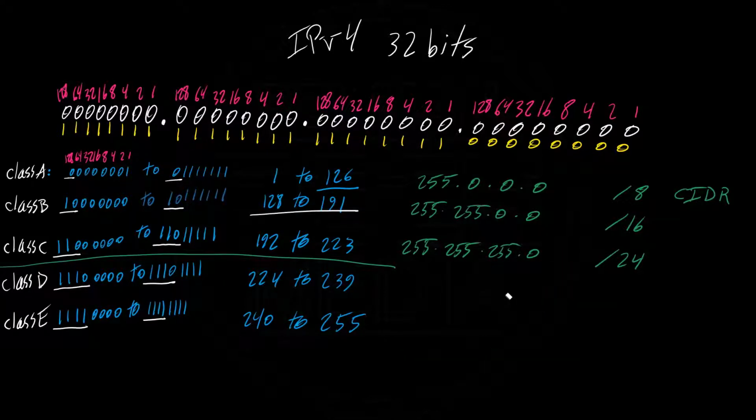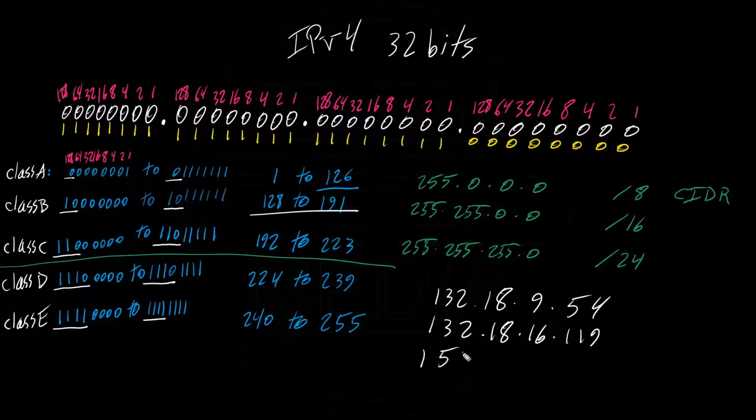Okay, at this point, for any IP address I write down, you should be able to tell me what class it is and whether they are on the same network, yes or no. So I'm going to write down, let's say, 132.18.9.54, 132.18.16.119, and 154.16.19.25.